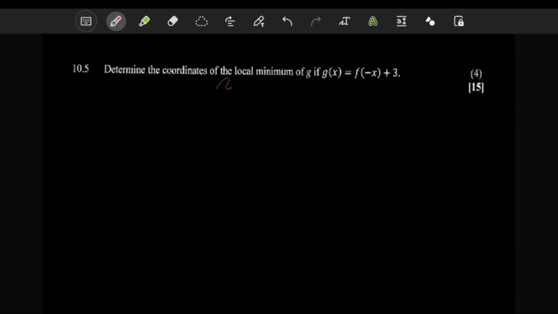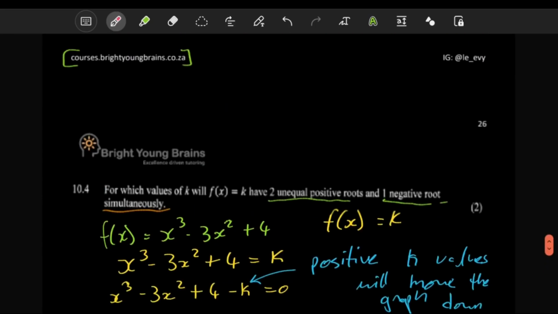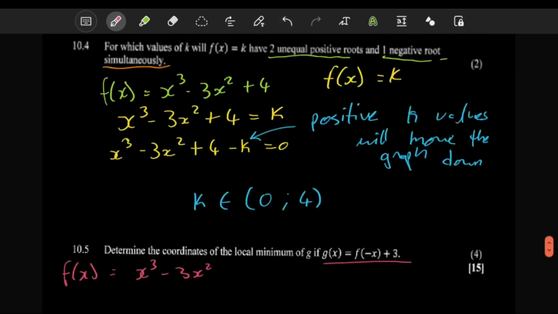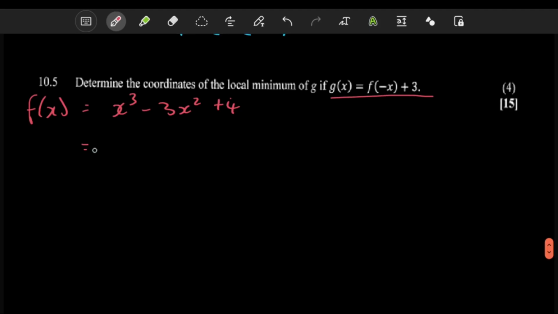Determine the coordinates of the local minimum of g if g is this graph. So technically g is what you get after you have altered f of x. So always start off with the original graph. f of x here is equal to x cubed minus 3x squared plus 4. Now, the big idea here is with what they have here. They told you that g of x is equal to this thing here, negative x plus 3.